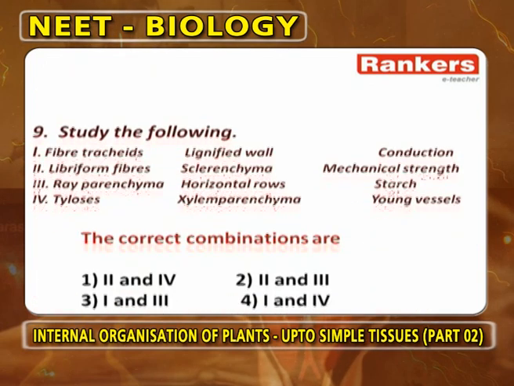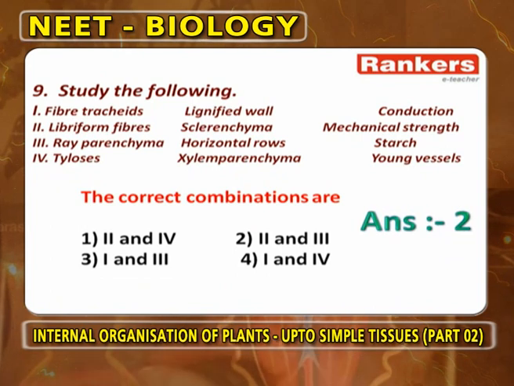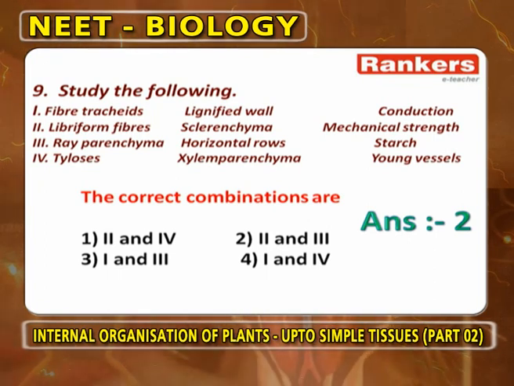Now again a three-column tabular form. Fiber tracheids, lignified cell walls, helps in conduction. Libriform fibers, sclerenchyma, mechanical support. Ray parenchyma, horizontal rows, starch. Tyloses, xylem parenchyma, young vessels.